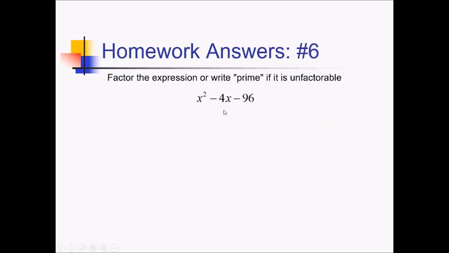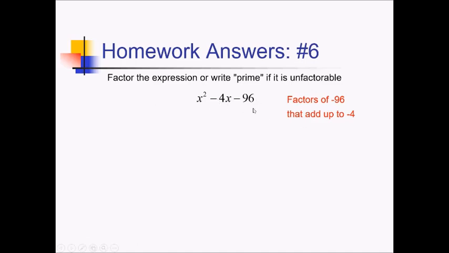For this problem, to factor this, we need factors of negative 96 that add up to negative 4. Since this is a negative constant, our factors must have opposite signs since we multiplied to get a negative. And since they add up to a negative, the negative must have a larger absolute value. So let's talk about things that we could subtract to get negative 4 that multiply to give us negative 96.